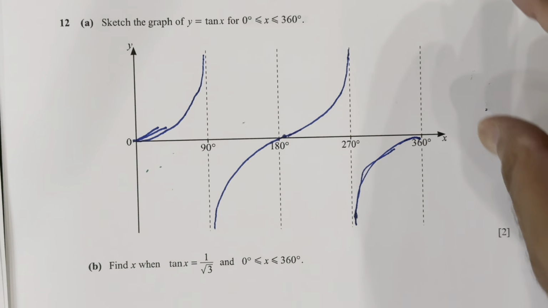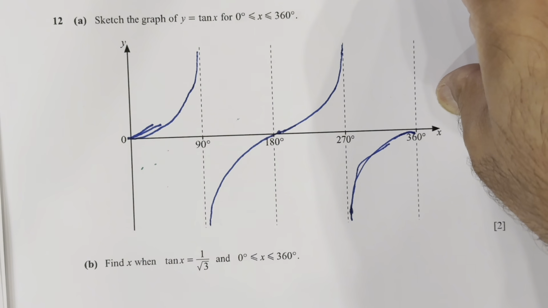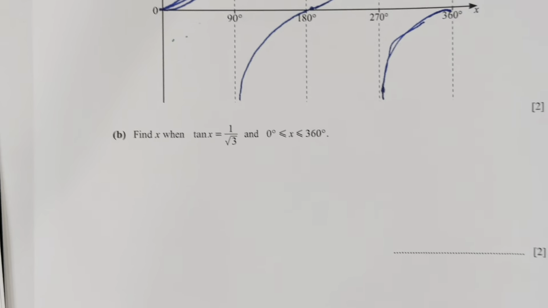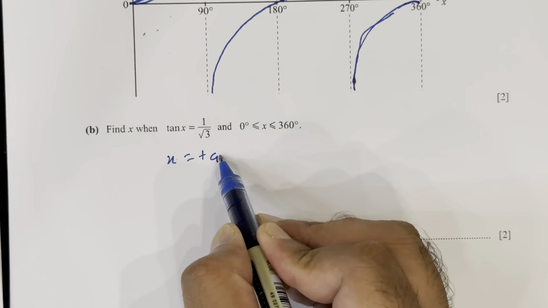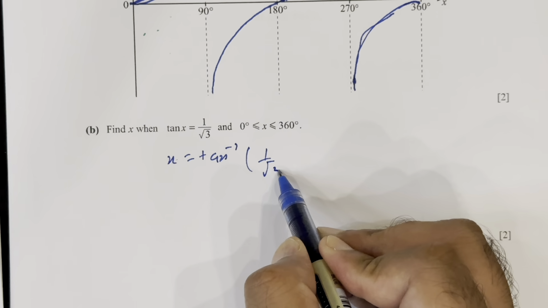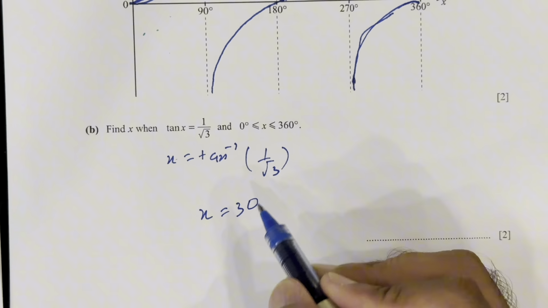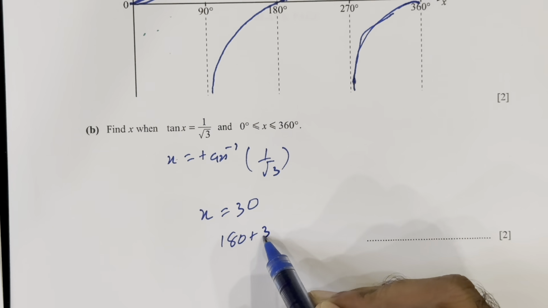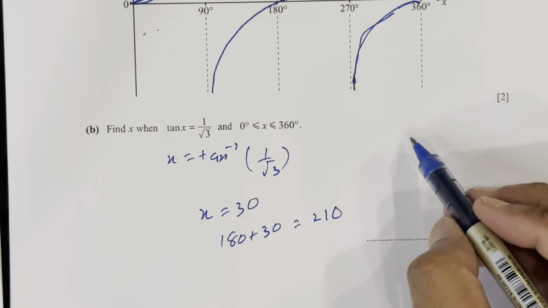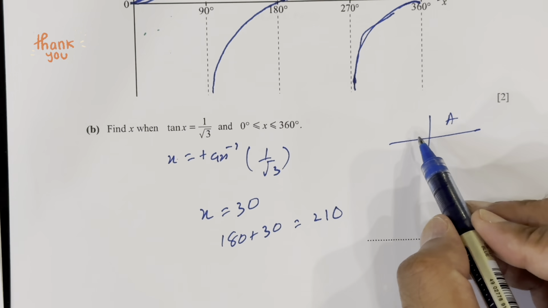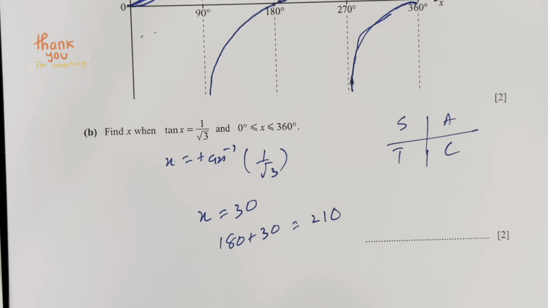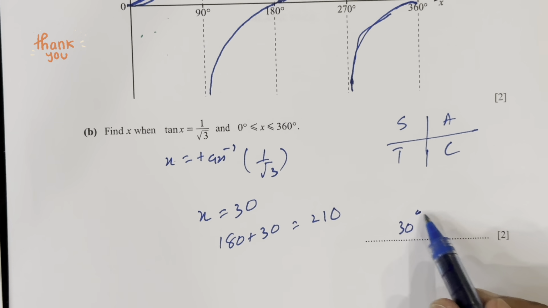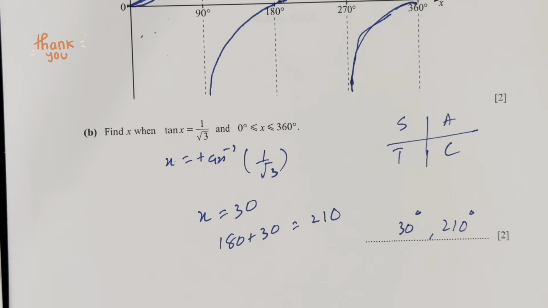Next part is find x when tangent x is equal to 1 over under root 3. Okay, x is equal to tangent inverse of 1 over under root 3, so x is equal to 30. Then 180 plus 30 would be equal to 210, because in the first quadrant all ratios are positive, in the second quadrant sine is positive, in the third quadrant tangent and cotangent are positive, and in the fourth cos is positive. So we have two answers, 30 degrees and 210 degrees. So this was our paper.